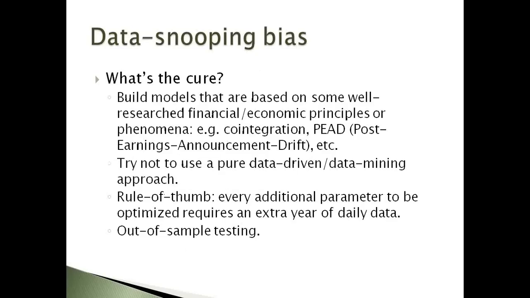Either one will introduce this bias. And the cure, one way, is to minimize the number of parameters and the number of trading rules. That's usually easier said than done, but it can be done if you build your model based on well-known, well-researched financial or economic principles or phenomena. For example, if you're pair trading, you can use a statistical test called cointegration. If you are momentum trading, you might want to look at the post-earnings announcement drift strategy. These are strategies that have well-founded economic principles, so if you see a profit opportunity, it is less likely to be due to curve fitting, and more likely to persist into the future.